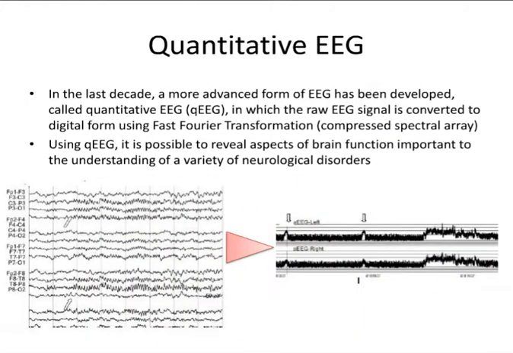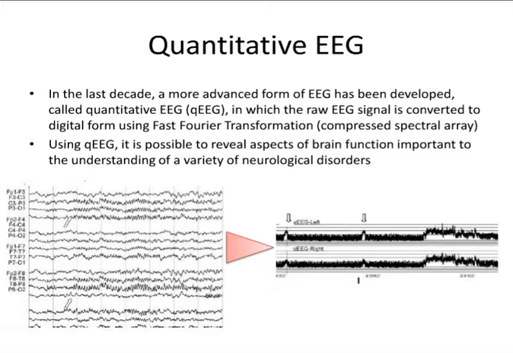This will be discussed by Paul Vespa, but because the question is intermittent versus continuous, I think it's worth knowing a bit more about the development in the last decade of a more advanced form of EEG called quantitative EEG, in which the raw EEG signal you see on your left is converted to digital form using the fast Fourier transformation and compressed spectral array. Using quantitative EEG, it is also possible to reveal aspects of brain function away from seizures that may be important to the understanding of a variety of neurological disorders.